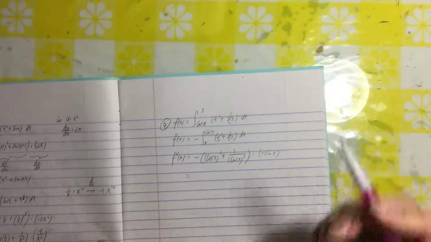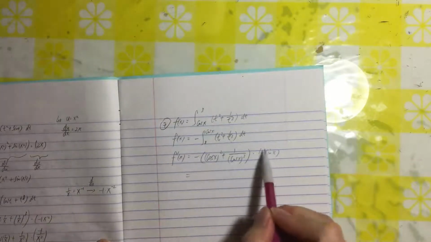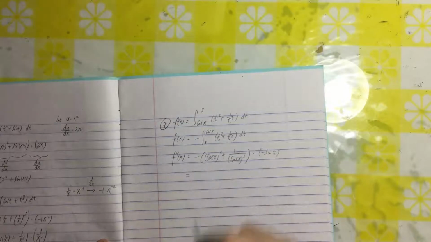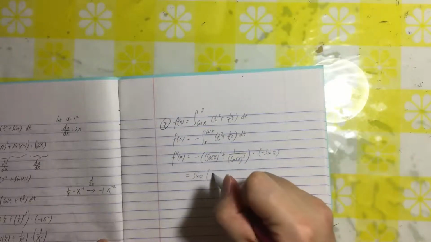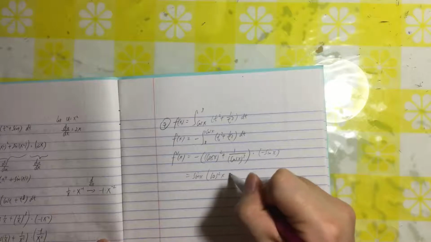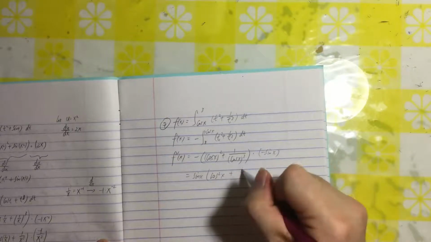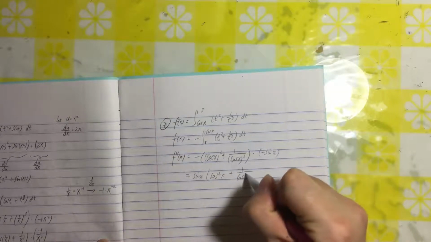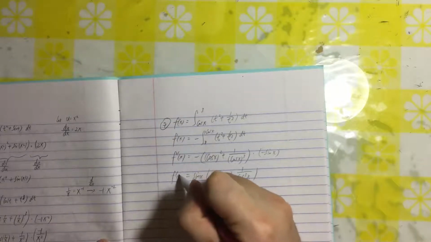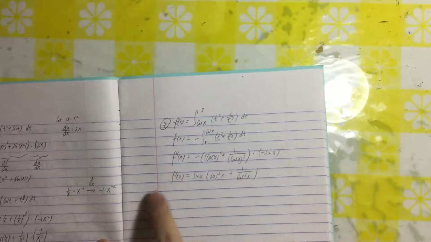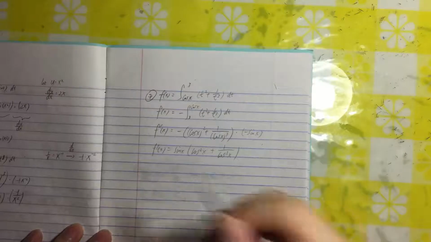Then simplify. Double negative become positive, and we can write sine x in the front. That's cosine square of x plus 1 over cosine cube of x. That's f prime of x. That's the derivative of this function. Next example.